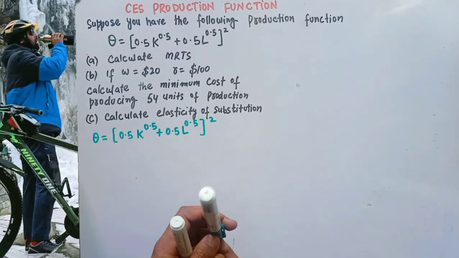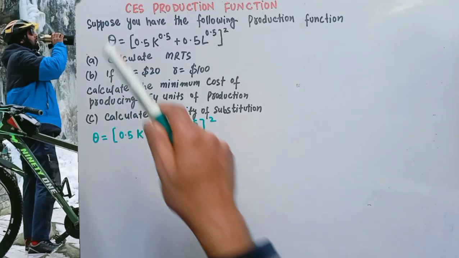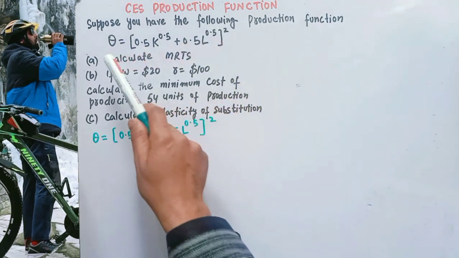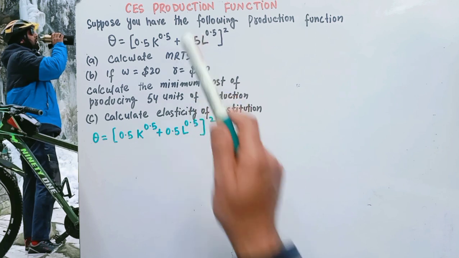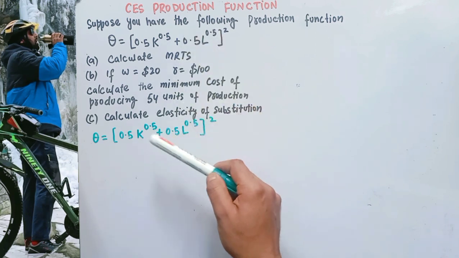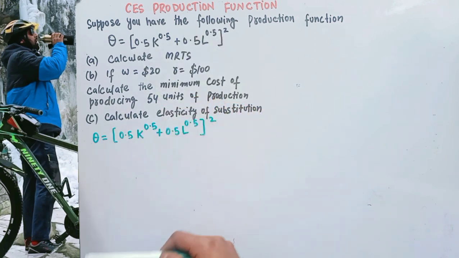Let us solve a question on CES production function. The question is, suppose you have the following production function, that is Q is equal to (0.5 K to the power 0.5 plus 0.5 L to the power 0.5) whole square, where L and K are the units of labor and capital and Q denotes the output.